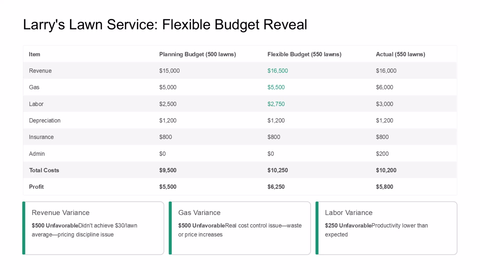That's the difference between managing by intuition and managing by analysis. This is why flexible budgets matter. They turn confusion into clarity, noise into signal. And clarity, that's the first step to improvement. Now let's formalize how we build and use flexible budgets systematically.